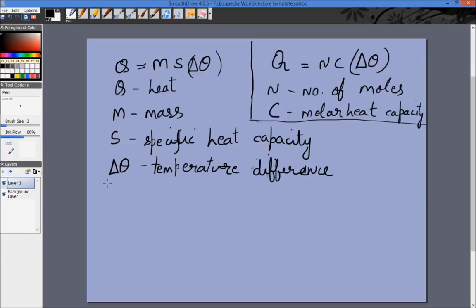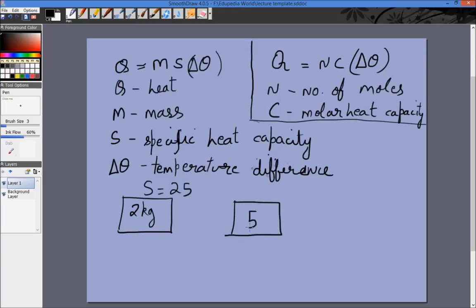We'll just show you a little bit of examples and give you a little bit of specific values to make you more familiar. So let's say I have a 2 kg block of aluminium. It has a specific heat capacity of 25 units. And I have a 5 kg block of copper, which has a specific heat capacity of 40 units. And let's say this is at a temperature 20 degrees centigrade and this is at a temperature 80 degrees centigrade. And I bring them together. What is the final equilibrium temperature?